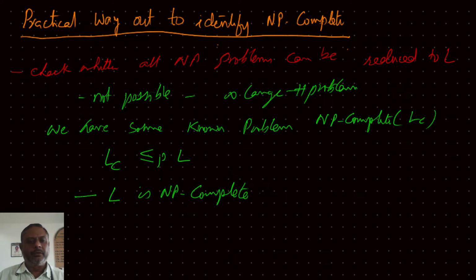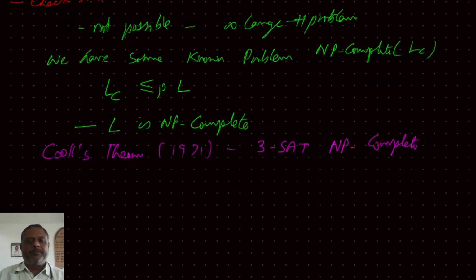Yeah, thanks to Cook's theorem, which was published in 1971, and this paper has proved that the 3-SAT problem is an NP complete problem. A 3-SAT problem is basically a Boolean expression in a conjunctive normal form.